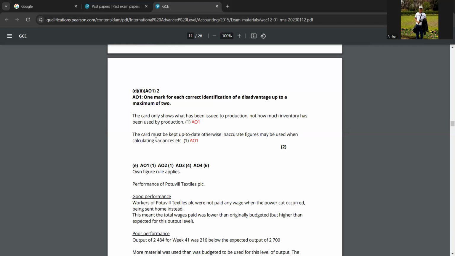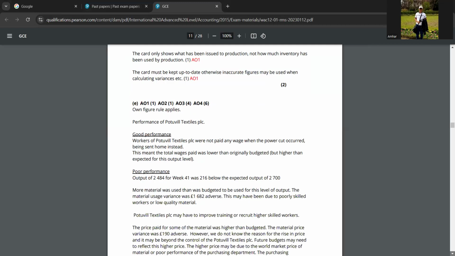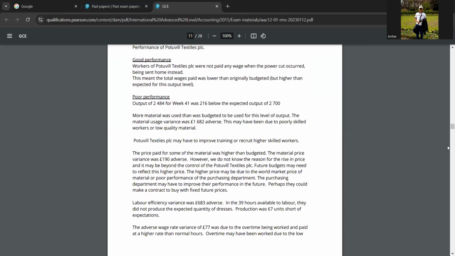Yeah, I understand that. Okay. Second one, the card must be kept up to date. Otherwise, inaccurate figures may be used when calculating variances. So it must be kept up to date, to the latest version. If not, inaccurate figures may be used when we calculate variances. So if the figures are inaccurate, then the variance can go adverse. Did you understand that? Yeah, understood that.